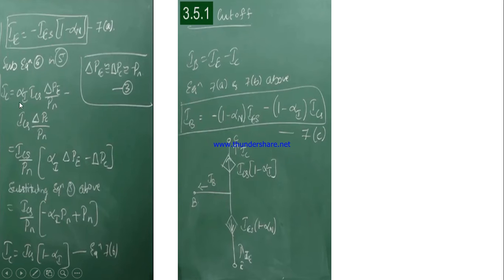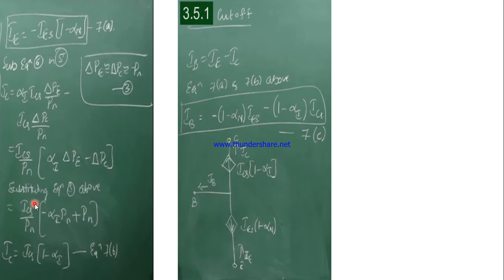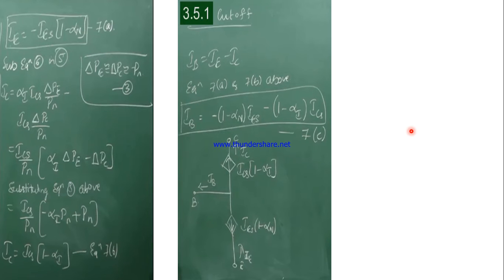So the left out part is IC is equals to alpha I ICS delta PE by PN minus ICS delta PC by PN. So if I take ICS by PN as a common, the left out part is alpha I delta PE minus delta PC. Same as the previous case, whatever we simplified there, the same thing we are doing for IC also. So after solving this equation, we will be getting IC is equals to ICS 1 minus alpha I, that is equation number 7b.